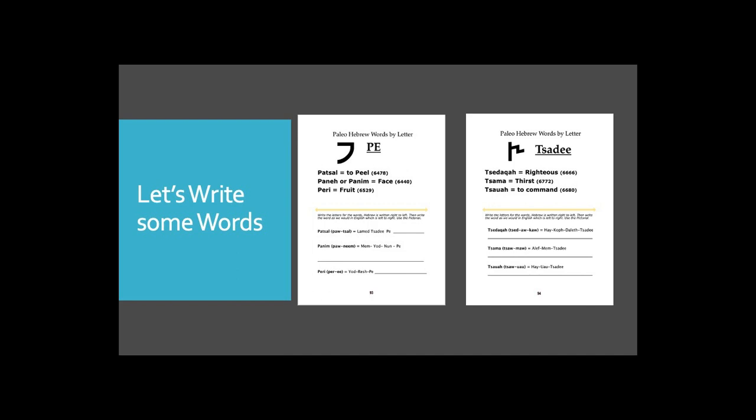Our next word is peri. It means fruit, number 6529. And here's the interesting thing. You can actually make a sentence out of these words. You can say, peri needs to be pasal. Fruit needs to be peeled. So you already can make a Eberith Hebrew sentence. So congratulations, you can do that. All right, peri is spelled pei, resh, yod. All kinds of fun, right? You can make your first sentence.